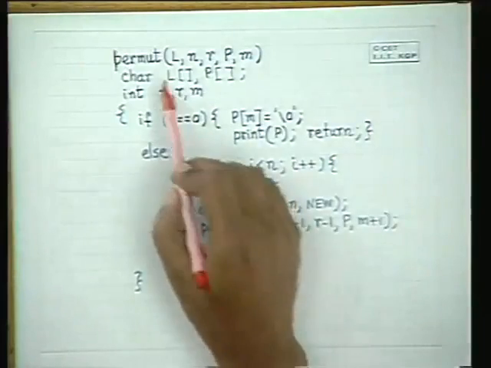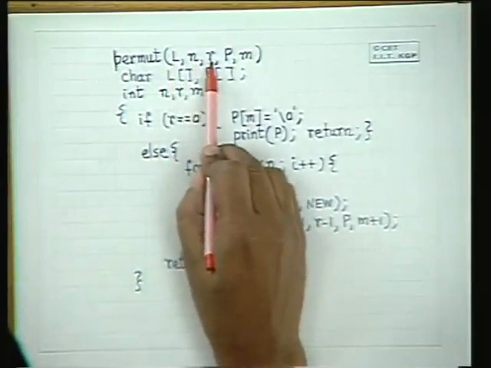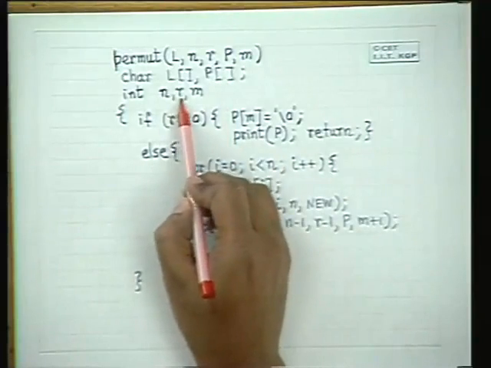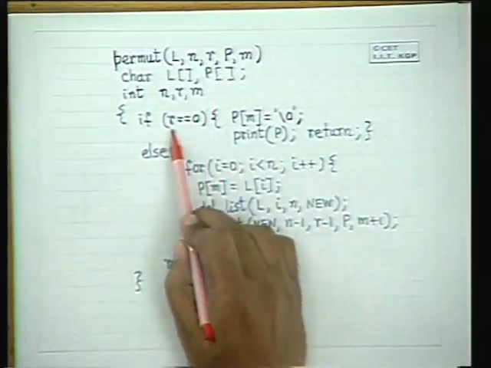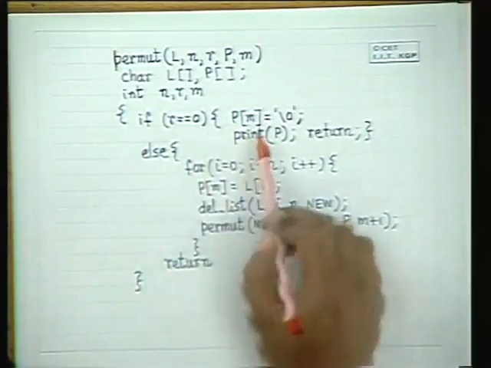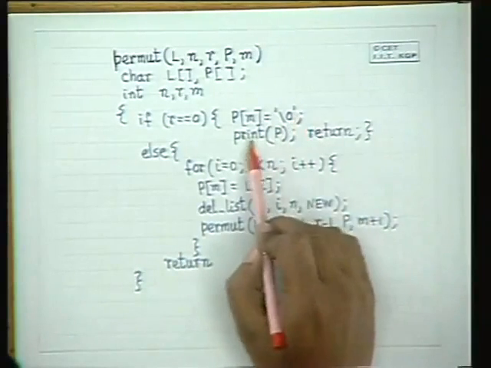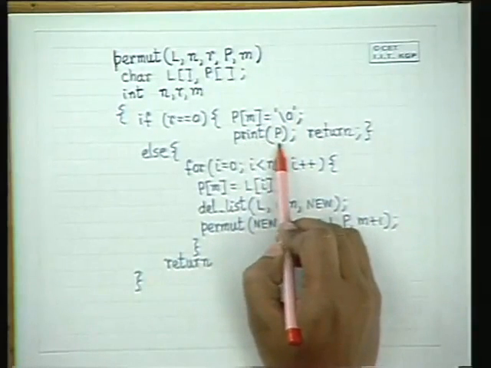So the program goes like this: permute L, N, R, P, M. These are two character strings. N, R and M are integers. If R is equal to 0, PM is made \0 to end the string and print P in %s format and return.